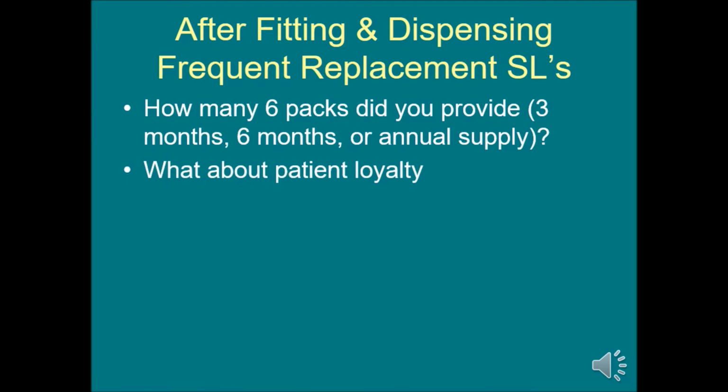Okay. What about patient loyalty and soft lenses? Well, those 6-packs are available just about anywhere. You know, we've got 1-800 numbers they can get it from. We've got different pharmacies that will sell them those products. So, do you build loyalty with the soft lenses and 6-packs? Probably not as much. And they are going to shop around. Everybody goes on the internet to see what pricing is there.